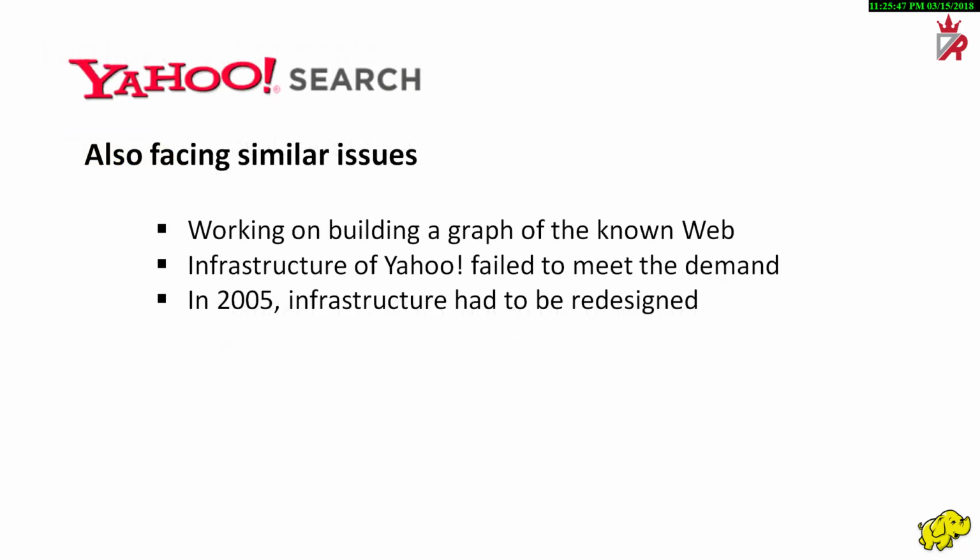Yahoo was another major organization facing issues similar to those faced by Google and the Nutch team. Yahoo was working on building a graph of the known web. Creating and analyzing such a large graph requires a large number of computers running for many days. The infrastructure they were relying on at that time was not meeting their demands. In early 2005, the infrastructure of Yahoo needed to be redesigned to scale up to more nodes.